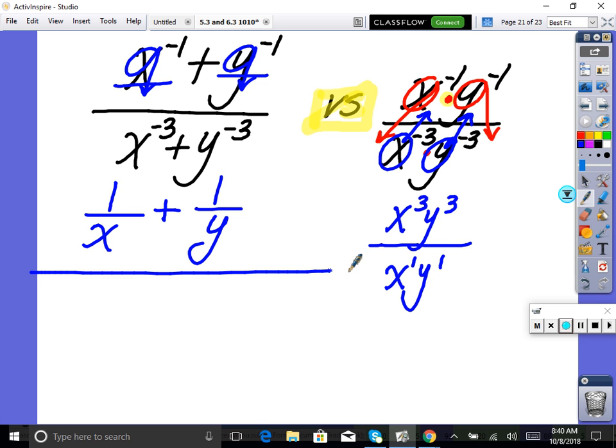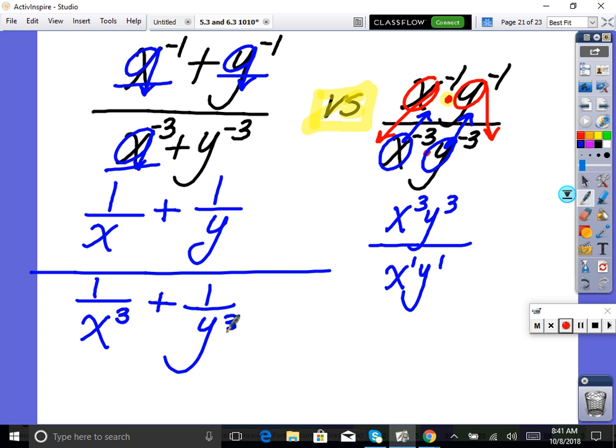Then we have a divide. And then right here we would flip it over itself. So that would be 1 over x cubed. Then we have a plus sign. And then we would have what? 1 over y cubed. Now you'd say, okay, I have a complex fraction because I have fractions within fractions.